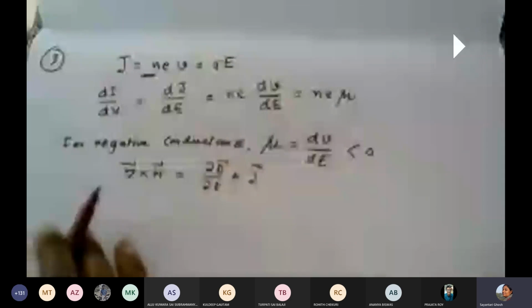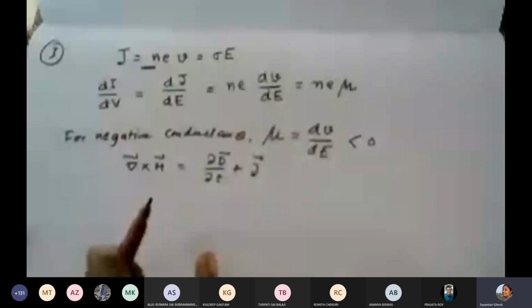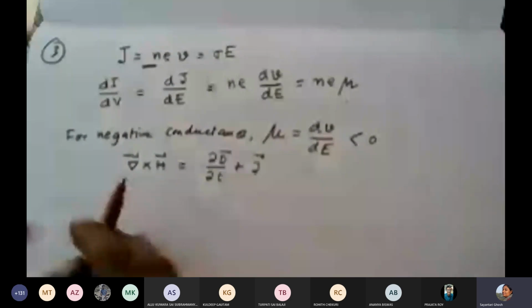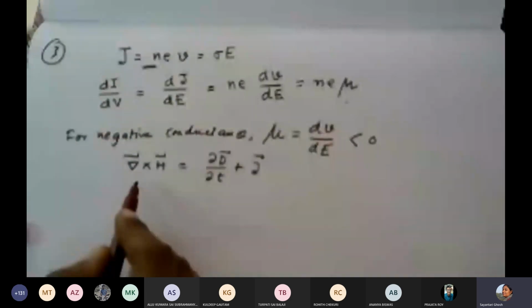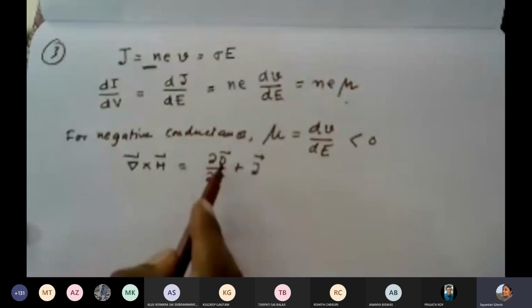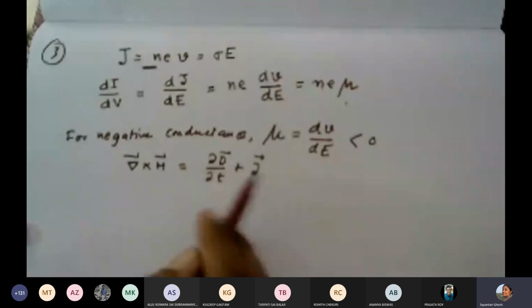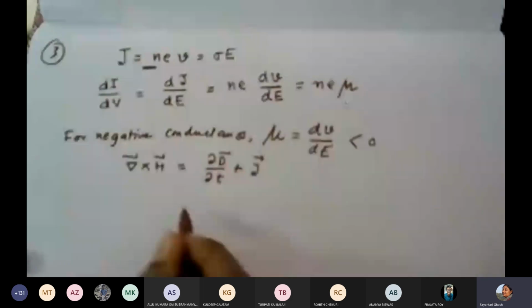To answer this question, we take help of Maxwell's equations. This is one of the well-known Maxwell's equations: the curl of H is equal to the partial derivative of D with respect to t, plus J. I will explain each and every term once, but I am sure that you will be able to find the equation in your textbooks and everywhere.